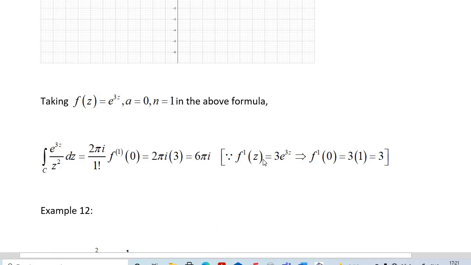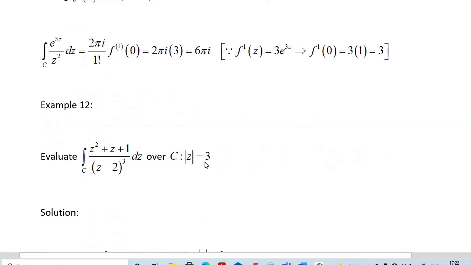So we have f of z as e power 3z, and f dash of z is e power 3z into 3, the differentiation of 3z. So find out f dash of 0. Why 0? Because here we need f dash of a, and a value is 0. So f dash of 0 is 3 into e power 0, so 3 into 1 is 3. Substitute here, then simplify. The answer is 6 pi i.